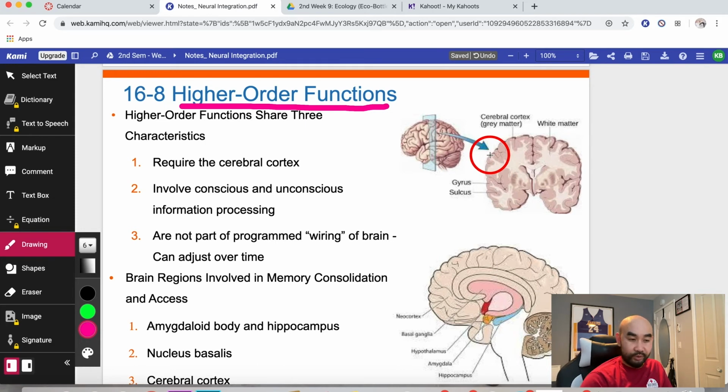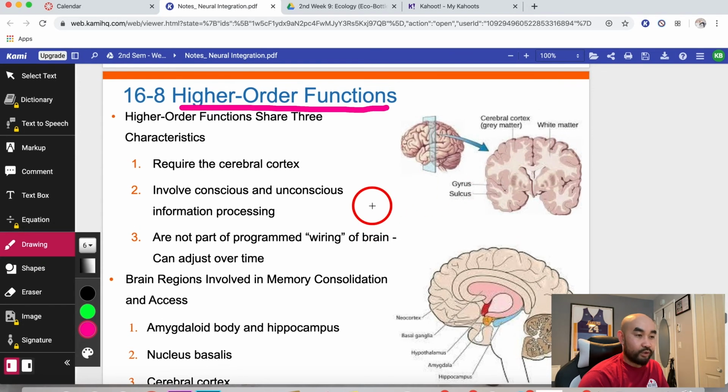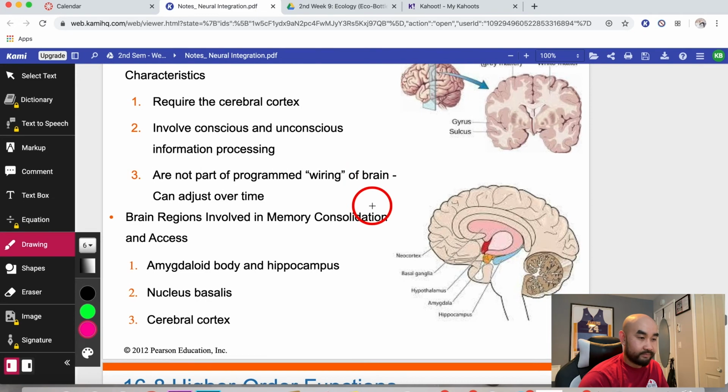In your cerebral, remember, your spinal cord is the opposite, right? In your cerebral, your white matter is inside. Your gray matter is outside. In your spinal cord, your white matter is outside and your gray matter inside. High order function requires your cerebrum, thinking.